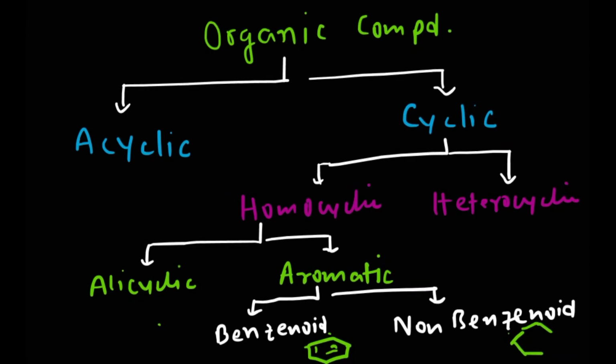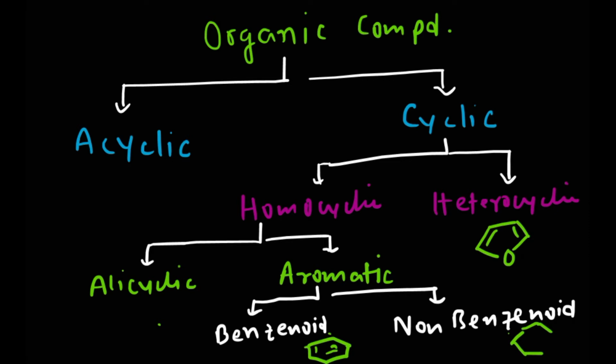In the case of heterocyclic compounds, it is not aromatic first of all, and there should be a heteroatom. So here it is furan. The oxygen atom is present there, so it is not carbon or hydrogen, it is a heteroatom: oxygen, nitrogen, sulfur, this kind of compound. If an element other than carbon and hydrogen is present in the ring, then it is known as a heterocyclic compound.